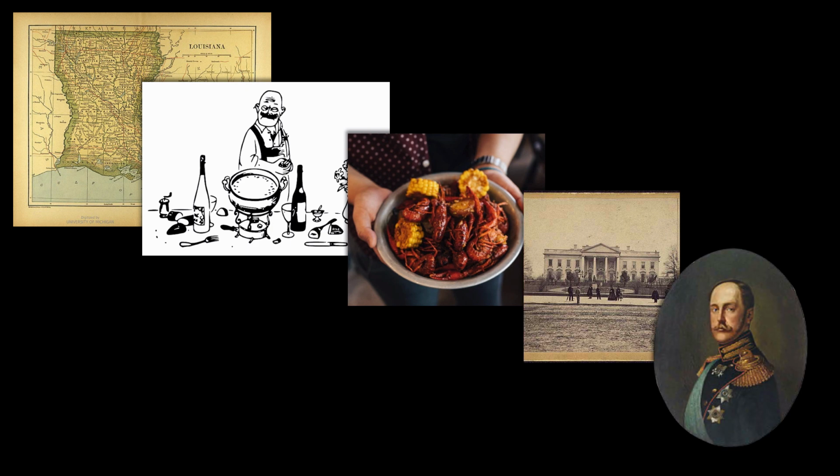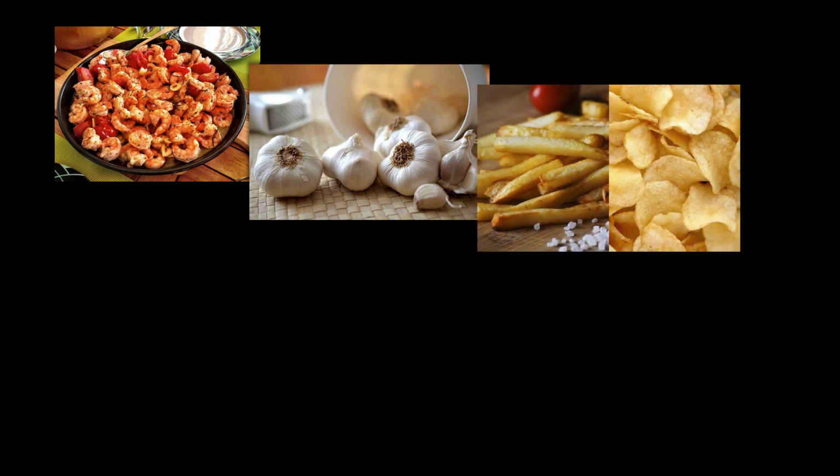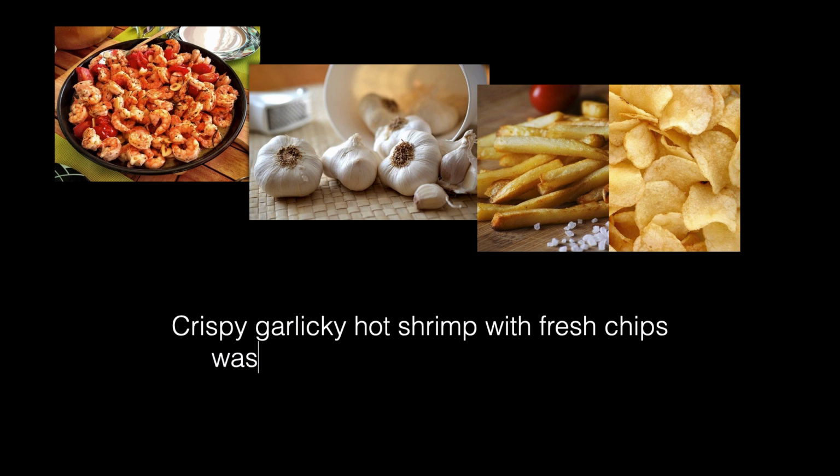So, of course, he had to plan the meal carefully. He decided on seafood, something crispy with garlic, like his mother had taught him. So, some crispy, garlicky, hot shrimp. Rice is good, but he thought he would add some fresh chips, too. So, to sum up, crispy, garlicky, hot shrimp with fresh chips was chosen by Jacques for the Tsar.